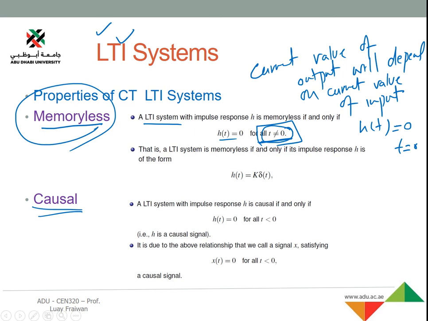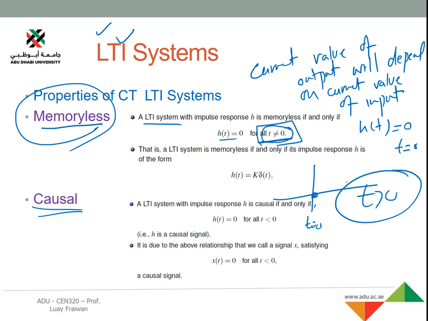Causal: the impulse response exists only for positive values of t. The system responds only after we start the system at t equal to 0, so the system response is obtained only for positive values of t. For negative values of t, our impulse response will be 0. This is the basic property of a physical system: the output is obtained only when we supply the input, at t equal to 0 or for positive values of t. This is the causality property.